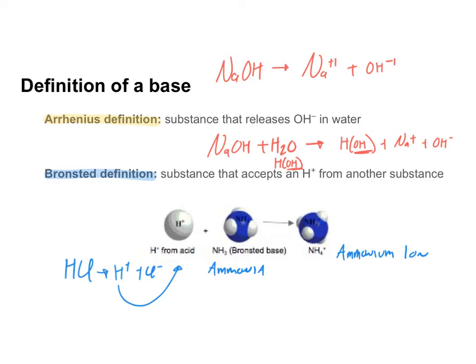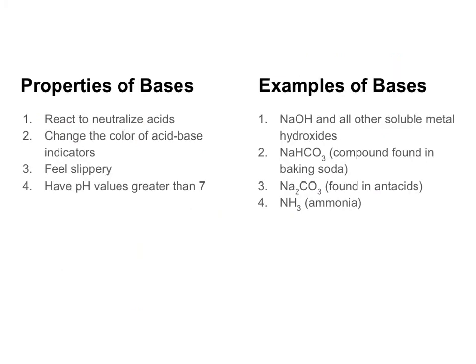Remember, in the case of the Arrhenius base, it's anything that adds hydroxide to solution, and in the case of the Bronsted base, it's anything that accepts a hydrogen from another substance. So those are two distinctions that you have to keep track of when we talk about acid-base vocabulary.